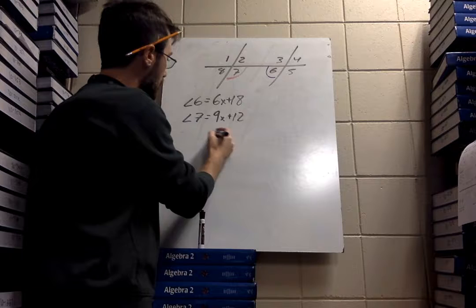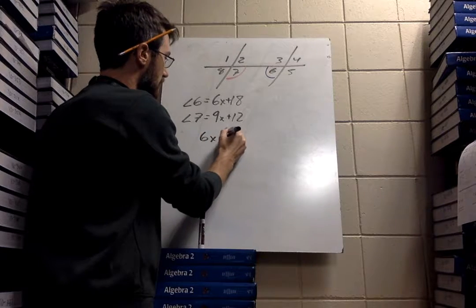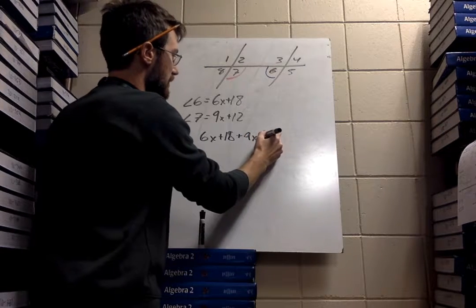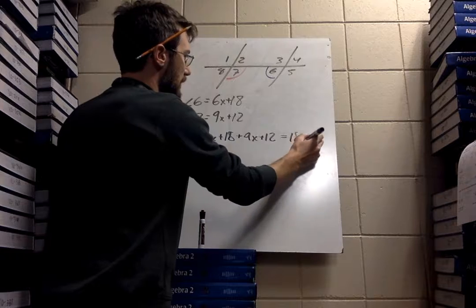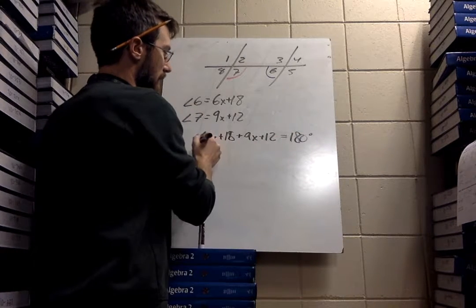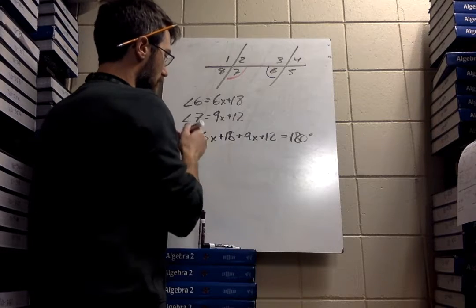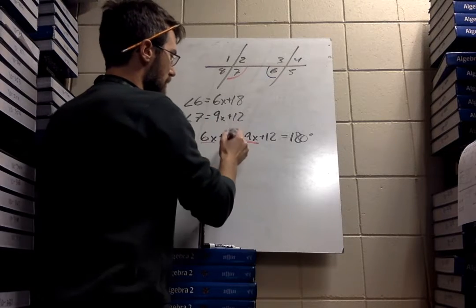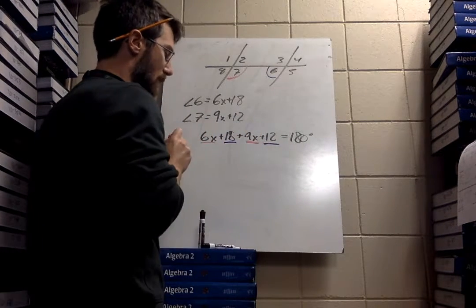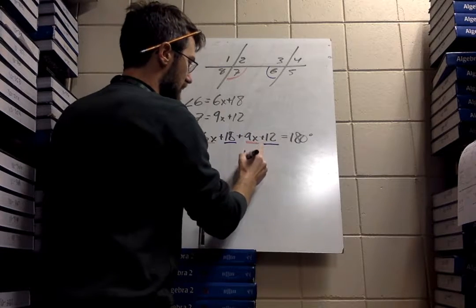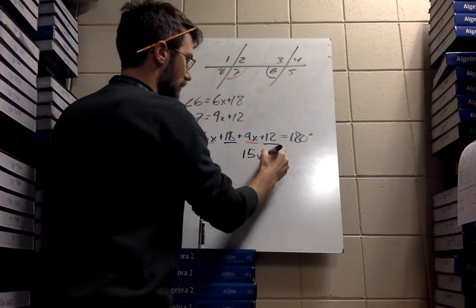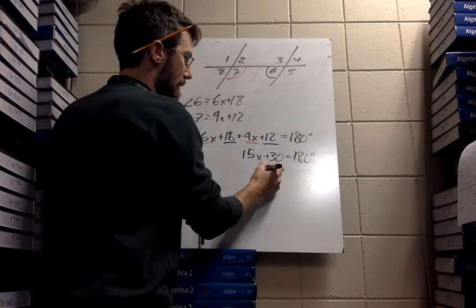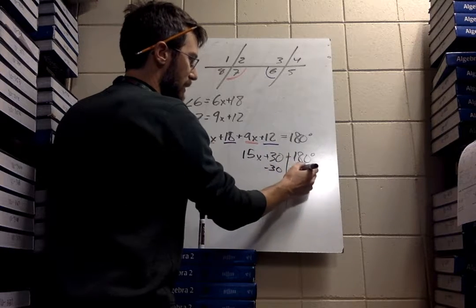So I want to start this out by doing 6x plus 18, my first equation, plus the second equation, 9x plus 12 equals 180. I can combine like terms, so if I color code it, I've got two quantities of x, and I've got two numbers. Those are the things that I want to combine. 6 plus 9 is 15. 18 plus 12 is 30, equals 180. Then it's not too tough after that.